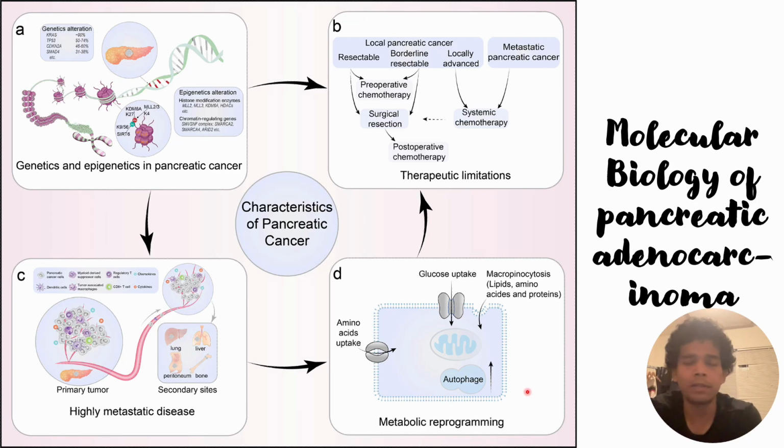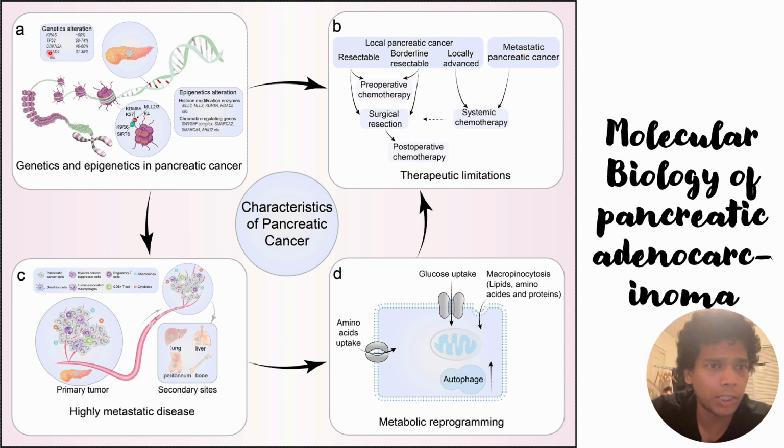In this video, we will cover the molecular biology of pancreatic adenocarcinoma, or in other terms, we can consider it as the characteristics of pancreatic cancer. So we will start with the genetic and epigenetic changes that occur in pancreatic cancer. Some of the things we have already discussed in our previous videos, such as the genetic alterations that occur.